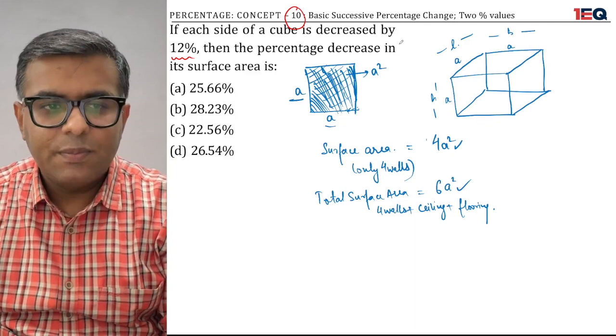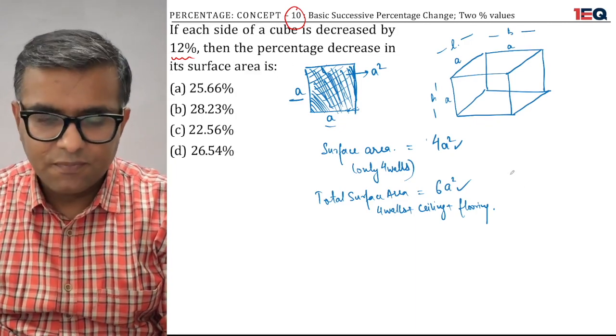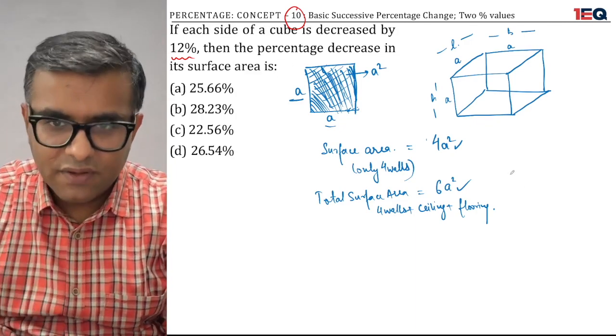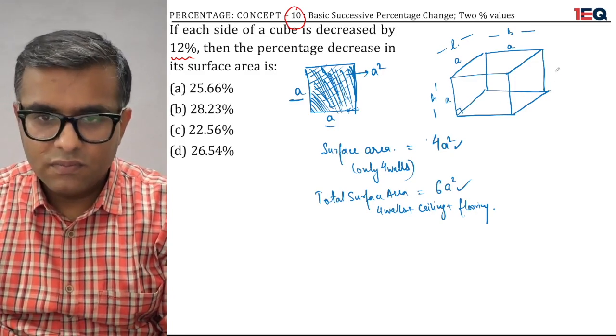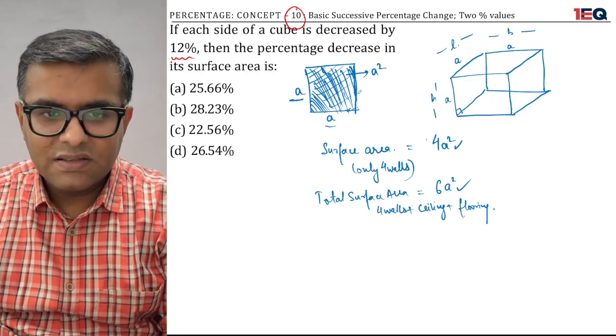So it says the percentage decrease in surface area is... I've given you the entire theory of a cube. This is a cube that we are talking about over here. This is an entire cube, and this is a square wall.